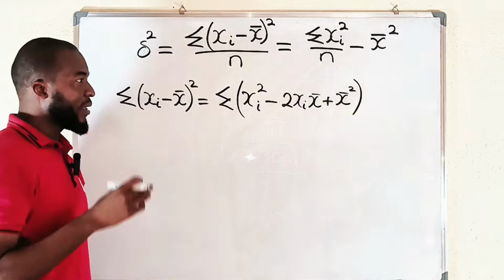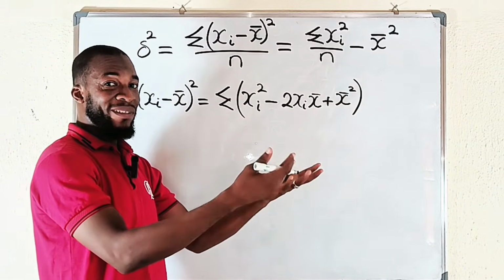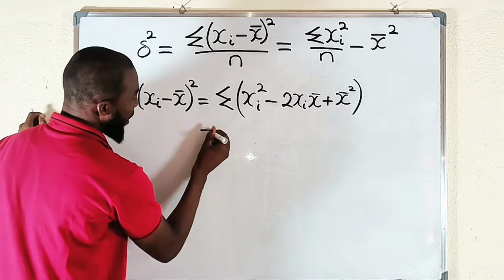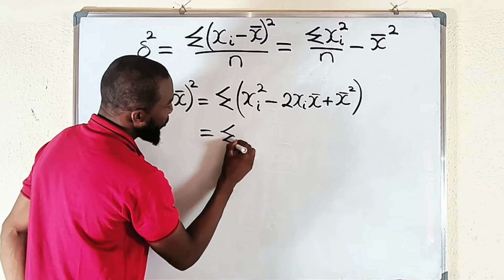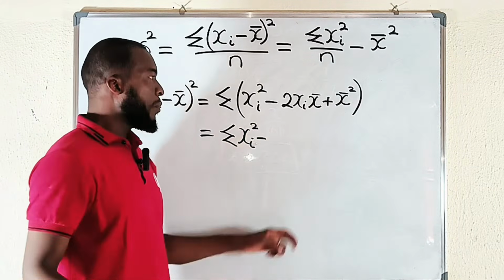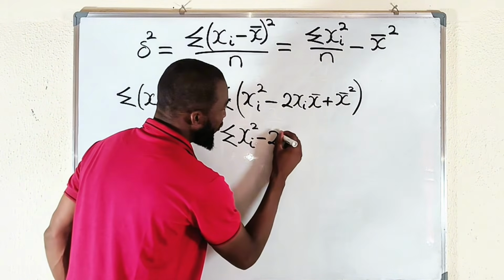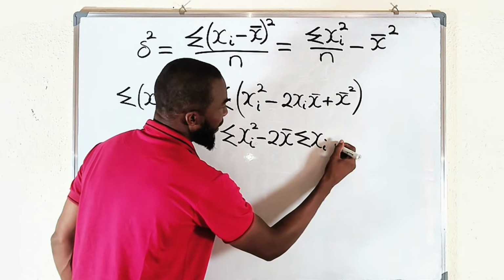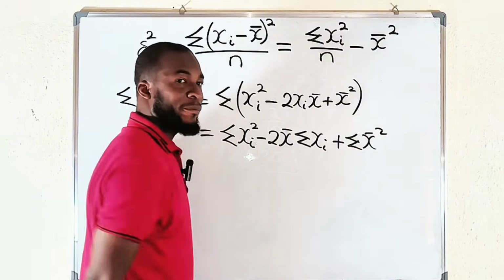What you should remember in series, summation of the sum is the same thing as sum of the summation. Therefore, we can find the sum term by term. This is the summation of xi squared minus, but mean is constant, remember. So you have 2x bar times the summation of xi's, then lastly plus the summation of x bar squared.